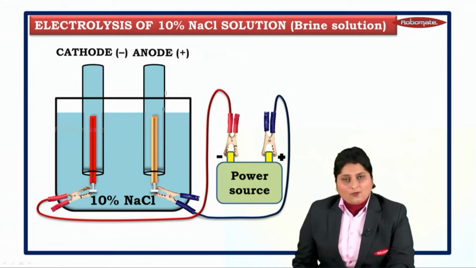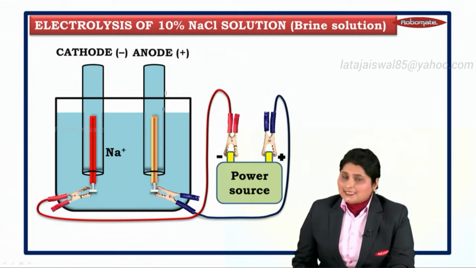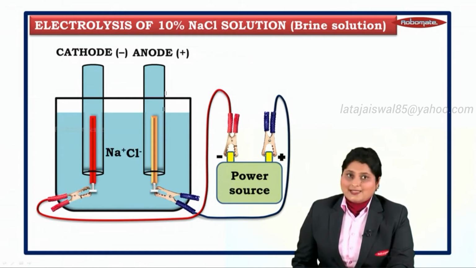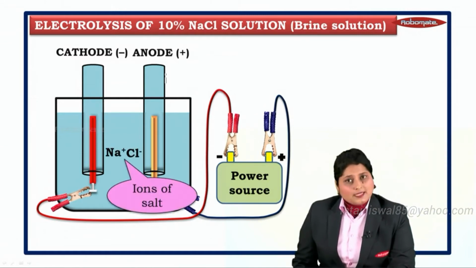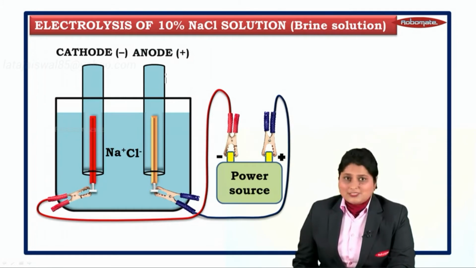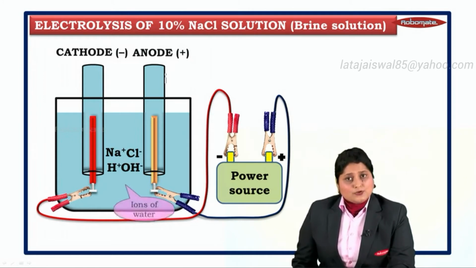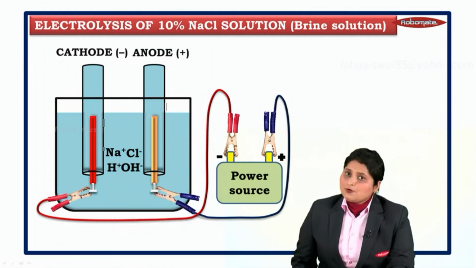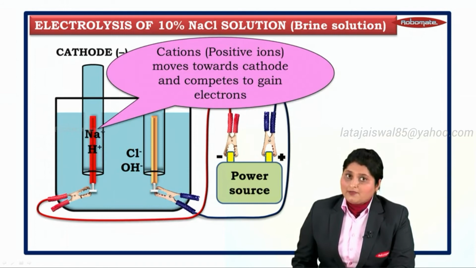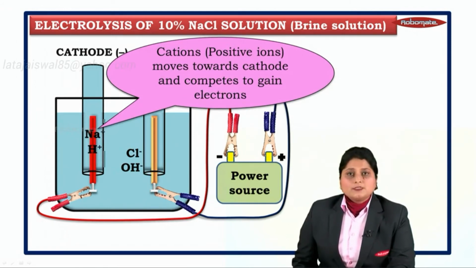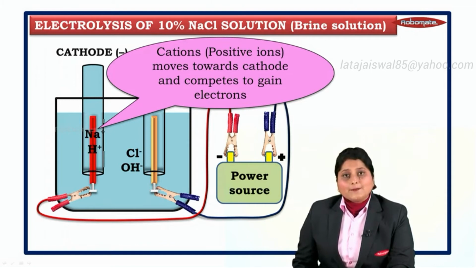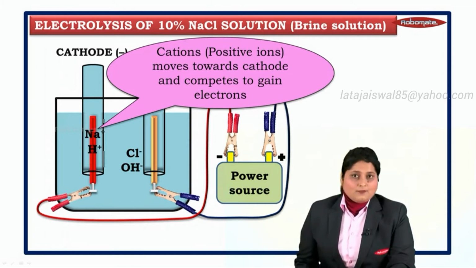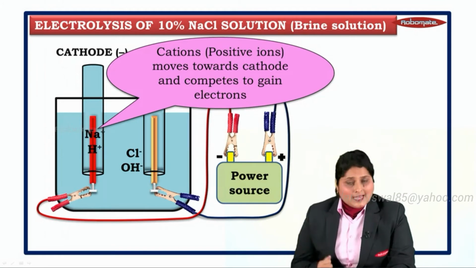Let's pass current now. When we pass current, NaCl will split into Na+ and Cl-. Similarly, water will also split into H+ and OH-. So we have two positive ions and two negative ions. Now these two positive ions will go to the cathode. When they go to the cathode, what will they do? Cations, that is positive ions, move towards the cathode and compete to gain electrons. They want to become neutral, so they will gain electrons.